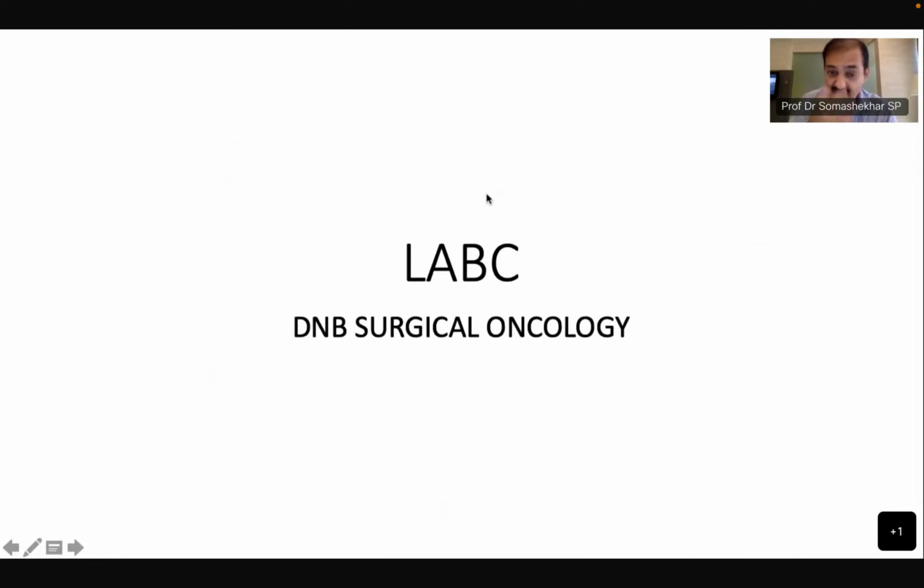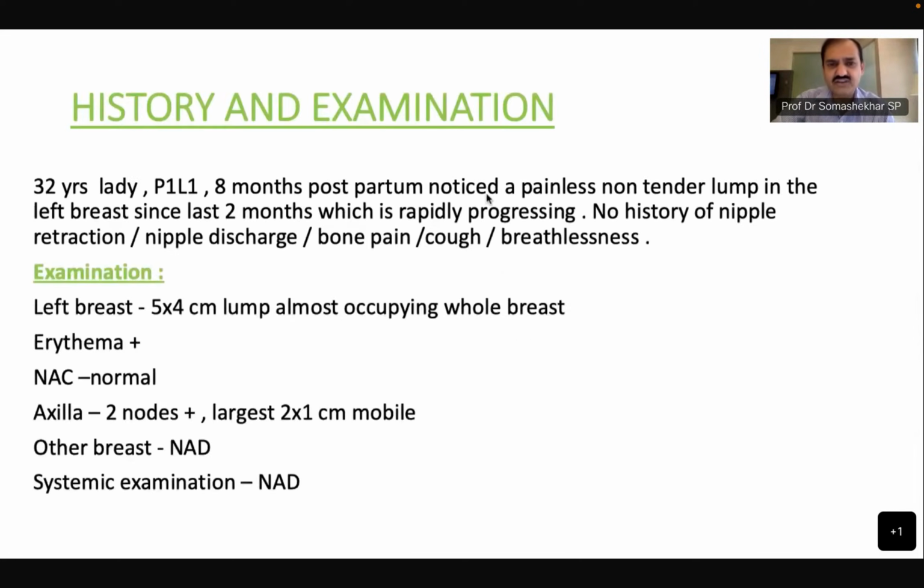The next clinical case I have is an LABC, locally advanced breast cancer, which I'll cover now. A 32-year-old young premenopausal lady. Remember this? Premenopausal. Para 1, living 1, 8 months postpartum. It is a misnomer that if a cancer happens during pregnancy or lactation, it has a worse prognosis. No. Stage for stage, for the same IHC, luminal, HER2, genomic profile tumor, the locoregional control and overall survival outcome of a breast cancer during pregnancy and lactation is the same as a non-pregnant, non-lactating woman.